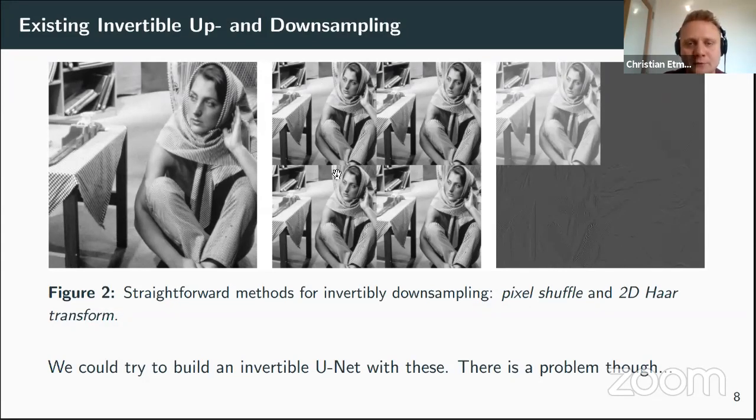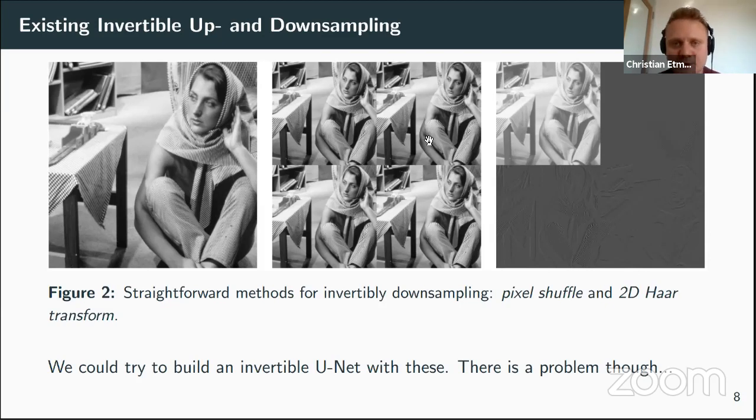So each of those four images is actually supposed to be one channel. And the idea of this pixel shuffle is simply to take windows of 4 pixels, 2 by 2, and reorder the upper left one into this channel, the upper right one into this channel, and so on. So we actually have this subsampling operation realized with this pixel shuffle transform.